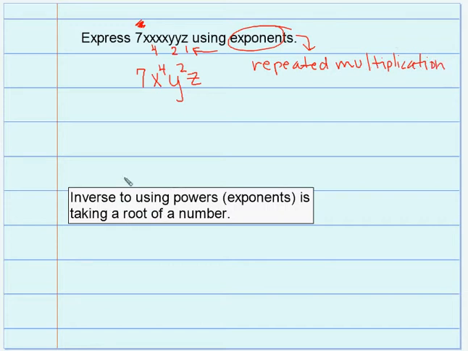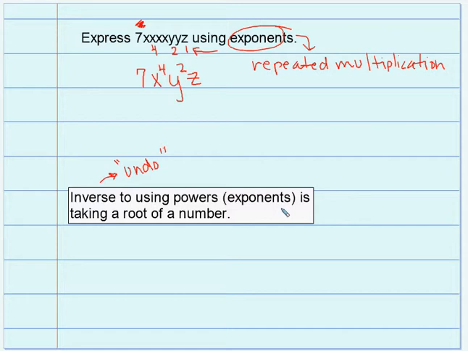Okay, now the inverse to using powers or exponents is taking a root of a number. And remember that inverse means it's going to undo. Okay, it's the opposite. Or what operation will undo using powers? That's taking the root of a number.